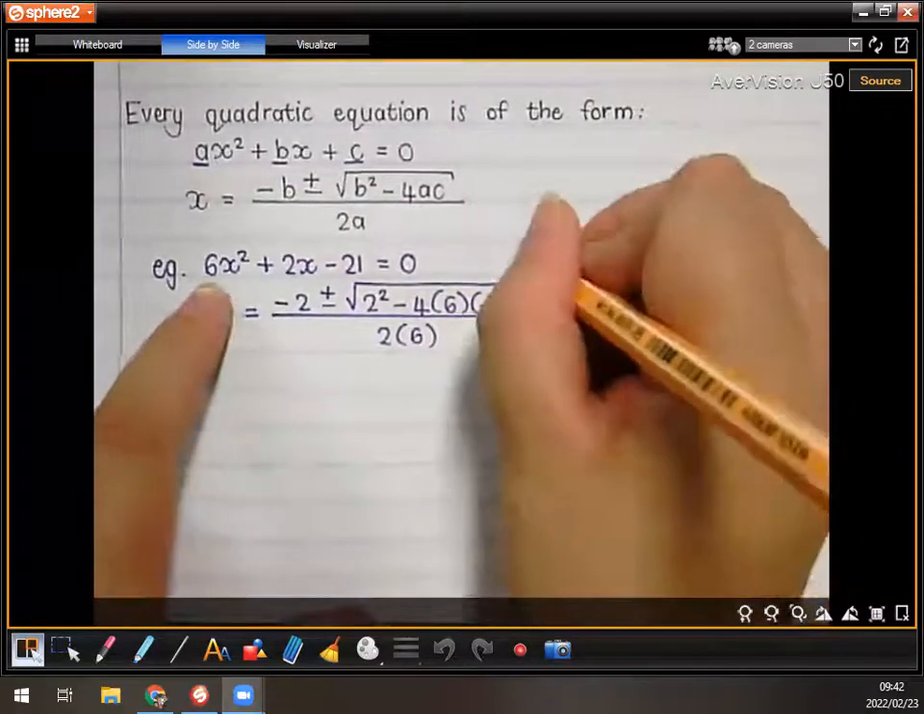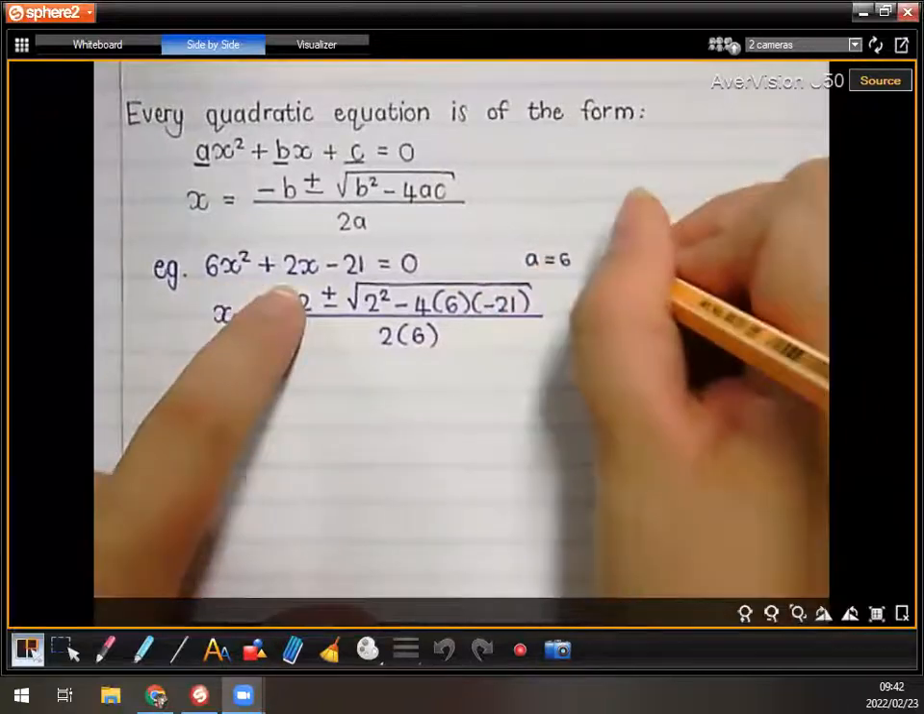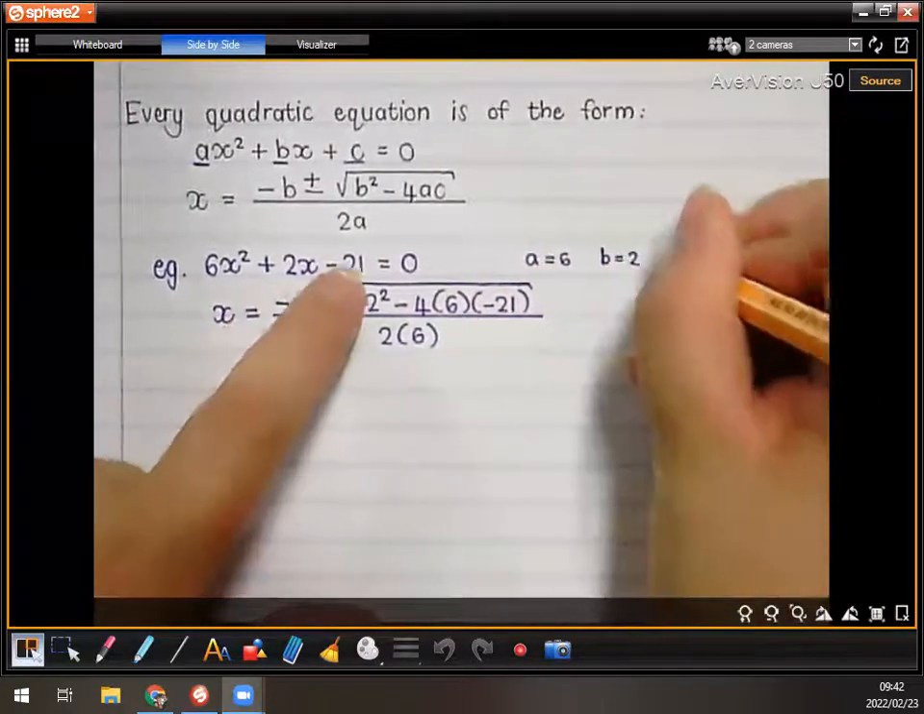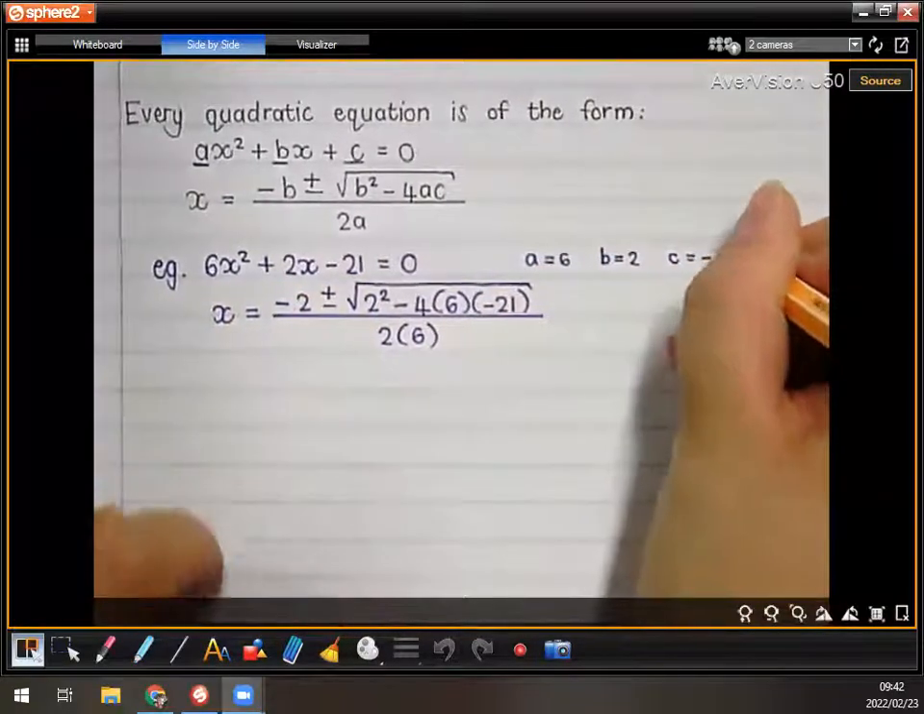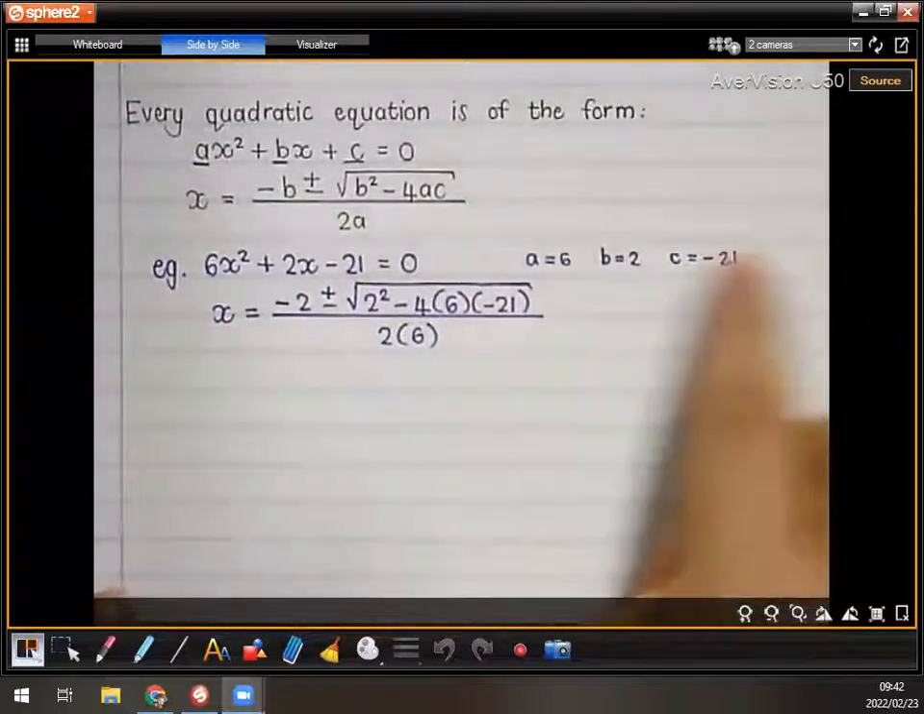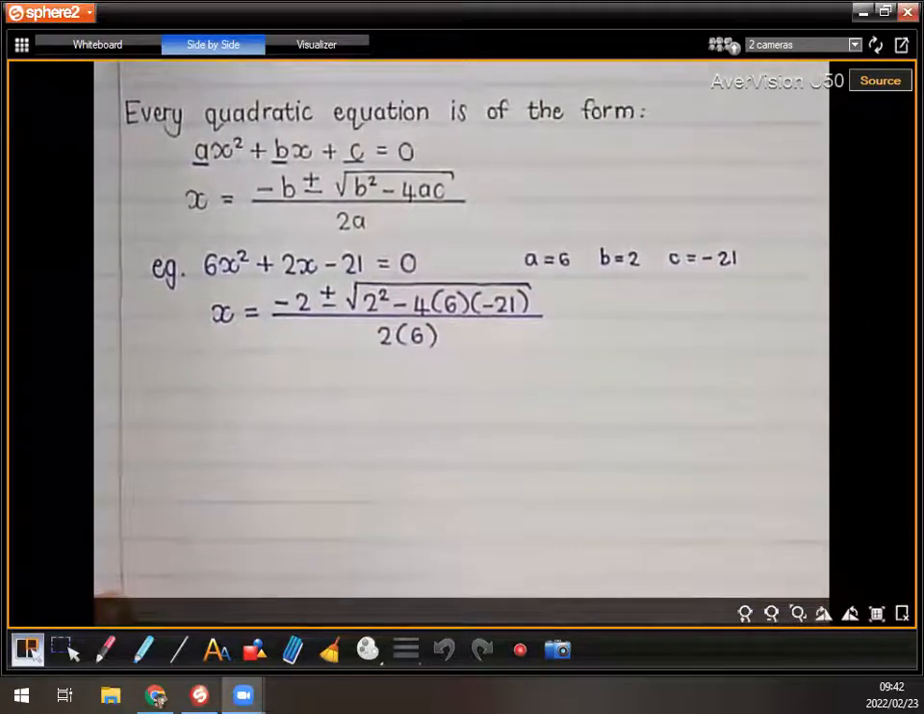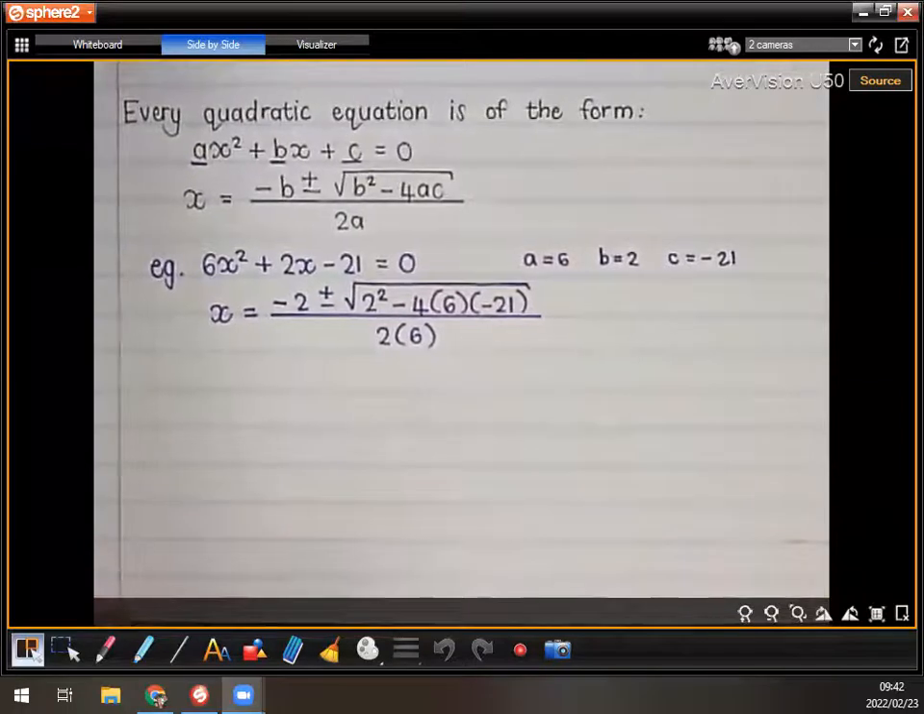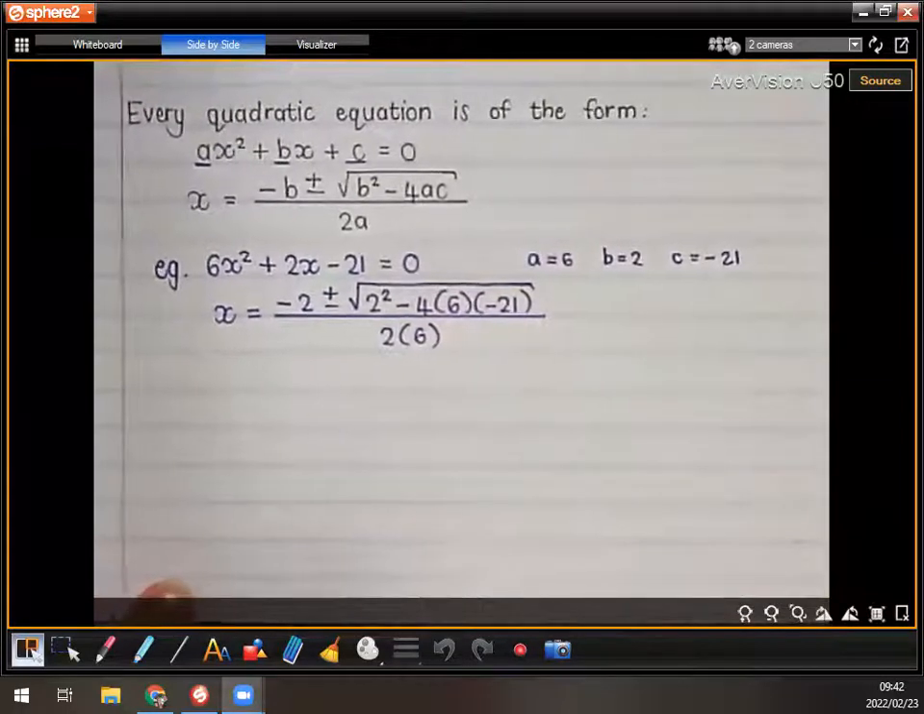can actually write on the side. A is 6, B is 2, and C is negative 21. Okay, then you have those values there. You don't have to keep checking the equation every time. All right, calculators out, guys. Let's all type this in.